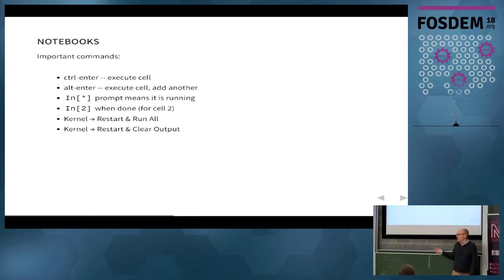OK, so these are the important things. Control-Enter, Alt-Enter will give you a new one underneath. If you see a little star, that means it's busy. And then, for reproducibility, there's an option in the menu to just clear all the outputs and take it from the top and rerun everything.